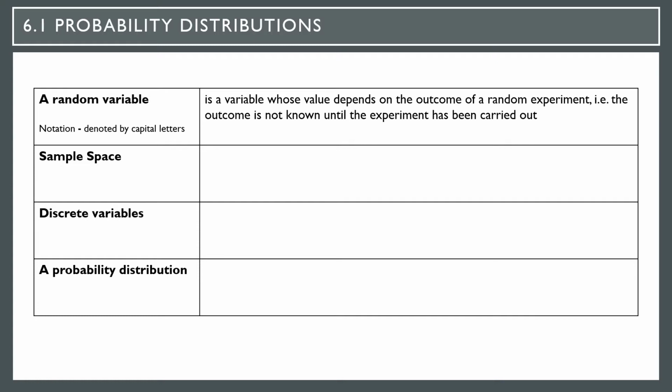What we mean by that is that the outcome is not known until the experiment has been carried out. So for example, we may have a random experiment which involves rolling a dice 3 times. A random variable could be the number of 4s obtained. It's just important to note that when we are looking at random variables, these are always denoted by capital letters. The sample space, denoted by S, is the set of all possible outcomes that a random variable can take. So for example, if we looked at flipping a coin, the sample space would include a head and a tail.